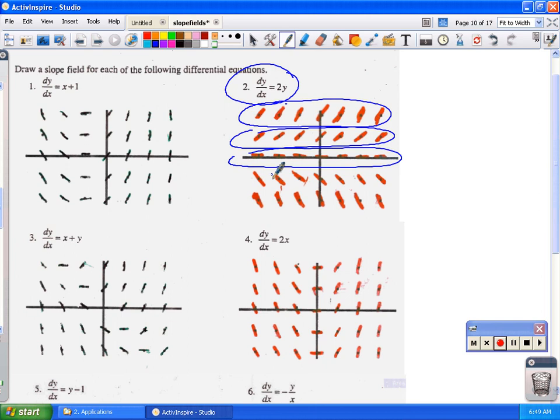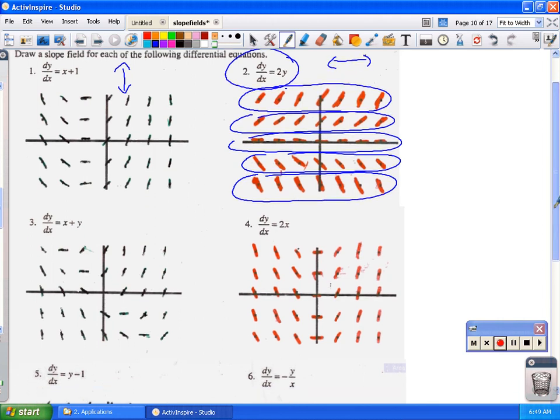So you get rows of tangent segments that are parallel to each other. So again, if you depend only on x, then you get vertical parallel tangents. If you depend only on y, you get horizontal parallel tangent segments. Something to note, something that will help you when we go on to the next phase of this.